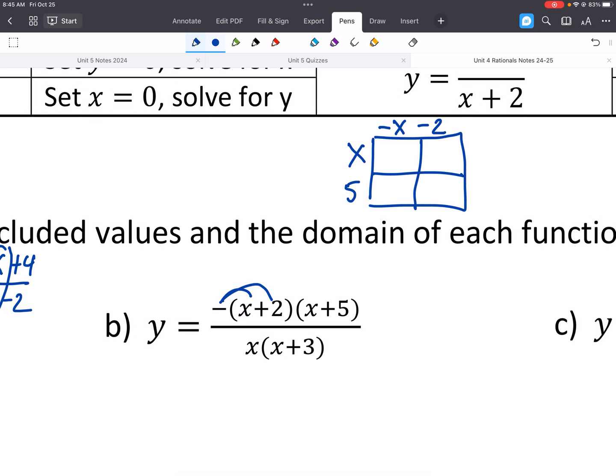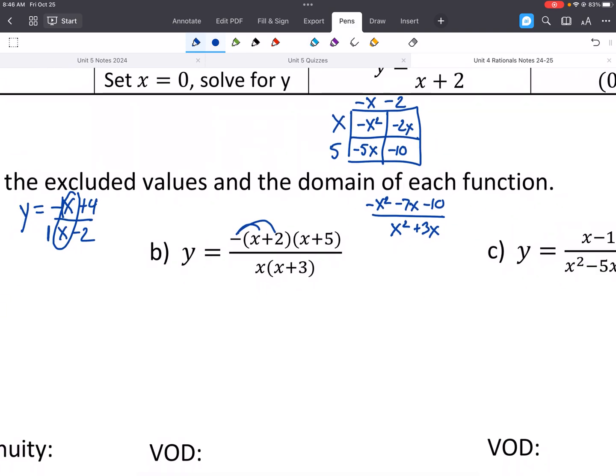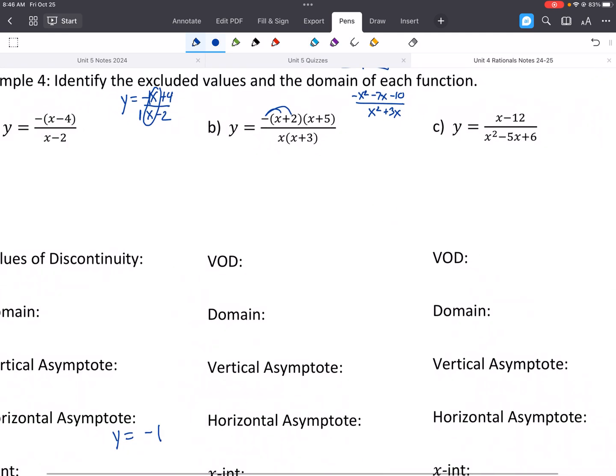And we would end up getting negative x squared. That's really all we care about for the leading coefficient, that negative 1. But we'll write the whole thing out. So we get negative 2x and negative 5x and negative 10. So we'd end up getting negative x squared minus 7x minus 10. And for the denominator, it would just be x squared plus 3x. Okay, so we have the same degree. We're only looking at the leading coefficients at that point, so it's negative 1 over 1, just the same as the last example. So y equals negative 1.